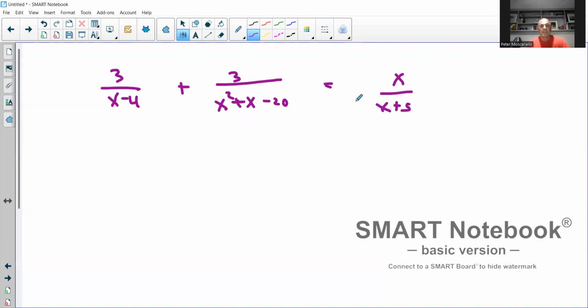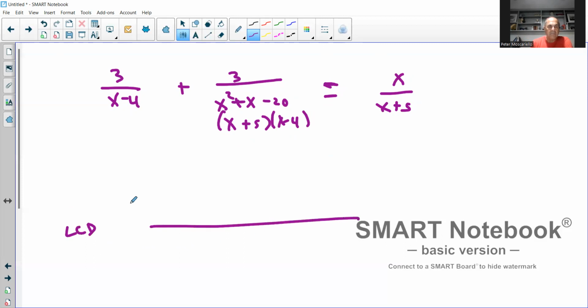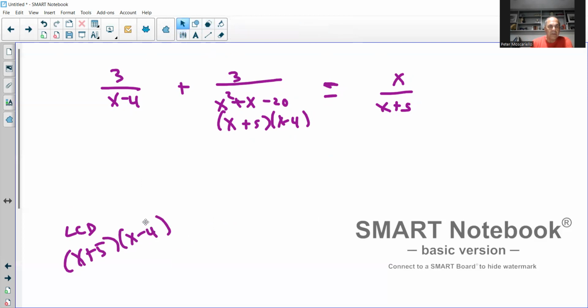Okay. And whether we're solving or adding or subtracting, our first step is to factor. This is x plus 5, x minus 4 conveniently. Find the LCD. The LCD is x plus 5, x minus 4. And the deal was we multiply every term by this entire LCD.